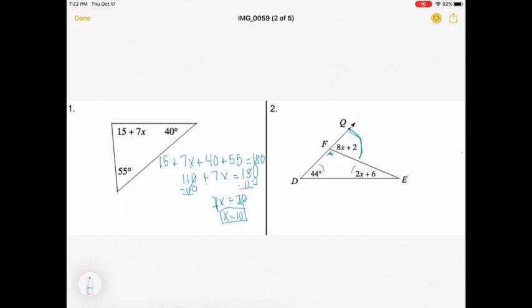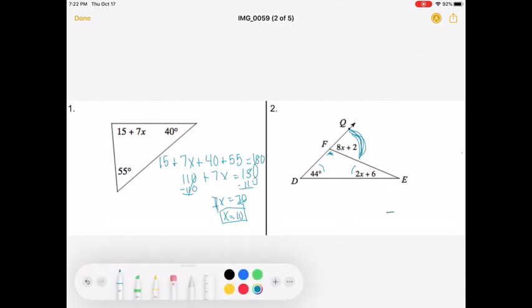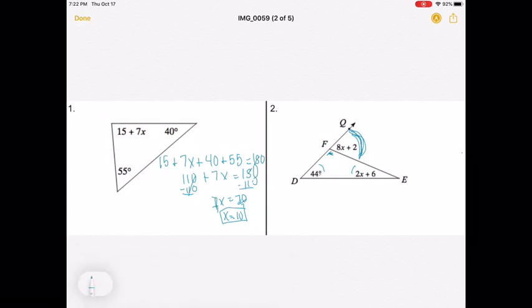Okay, so what you do, it says this exterior is equal to the sum of the two opposite interiors. So I'm going to add those up, and so the sum of these two, and set them equal to this to solve for x. So I want you to actually try to write the equation here and solve it. So again, take a pause.